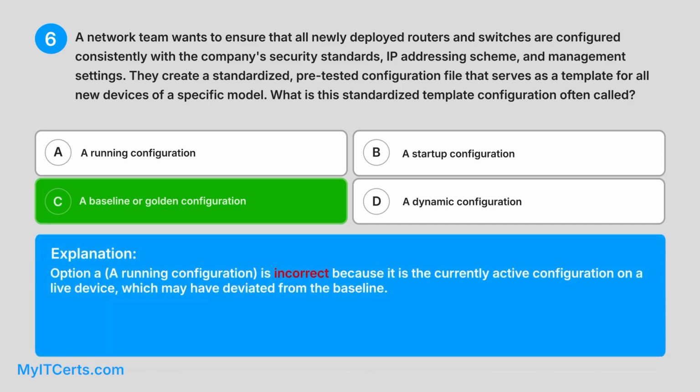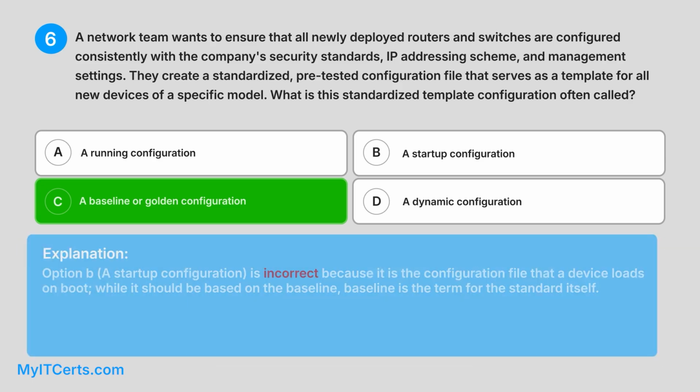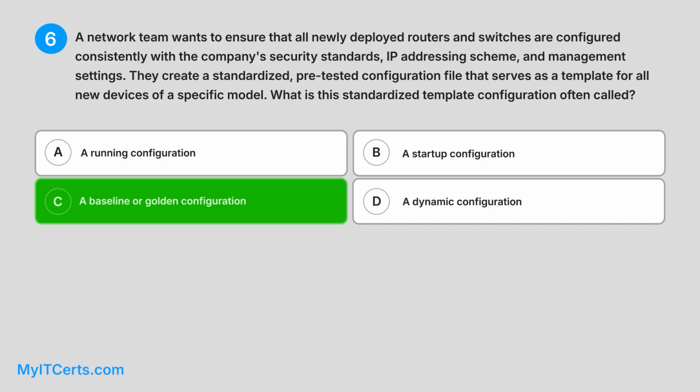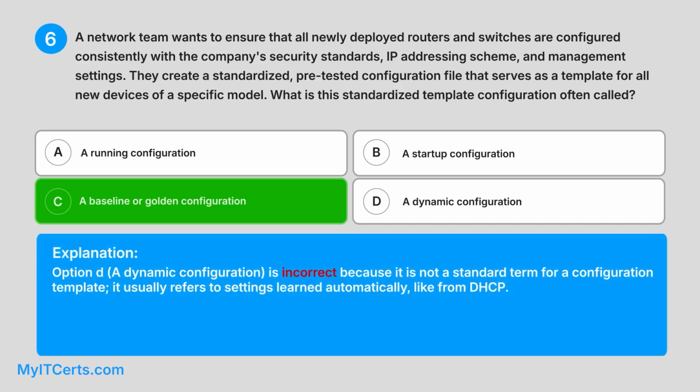Option A, a running configuration, is incorrect because it is the currently active configuration on a live device, which may have deviated from the baseline. Option B, a startup configuration, is incorrect because it is the configuration file that a device loads on boot. While it should be based on the baseline, baseline is the term for the standard itself. Option D, a dynamic configuration, is incorrect because it is not a standard term for a configuration template. It usually refers to settings learned automatically, like from DHCP.